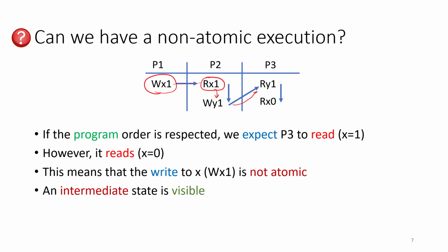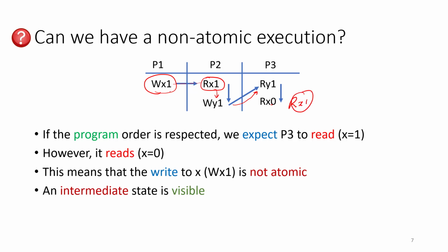Then again you read y to be 1, and finally you read x. So what do you expect? You expect that since there is a causality, since there is a chain of dependence over here, if you had written 1 to x, you'll also read x to be 1. So you would expect to see Rx1 over here, but let's say you don't see it.